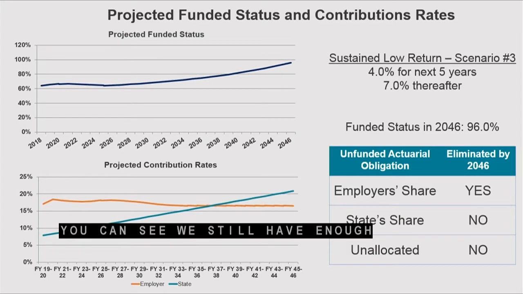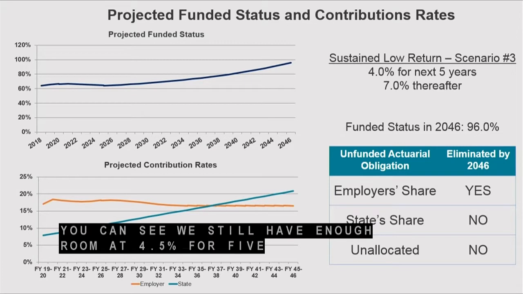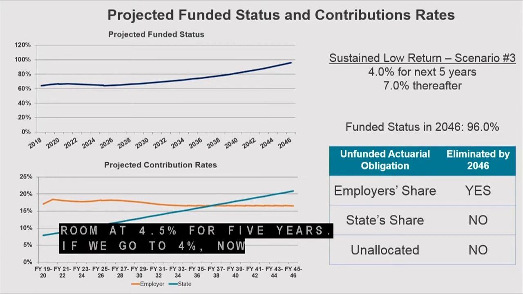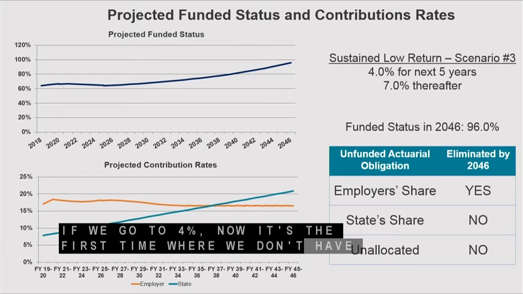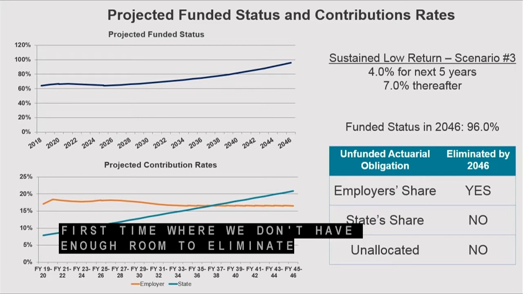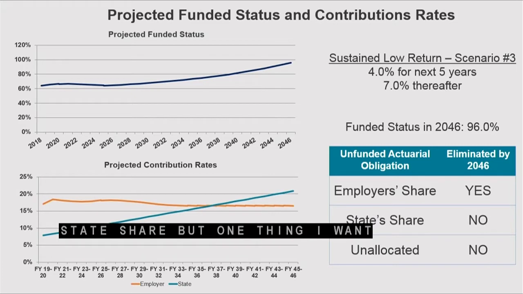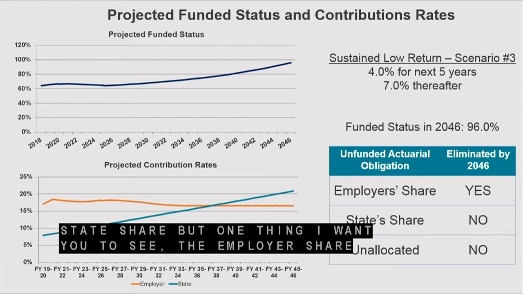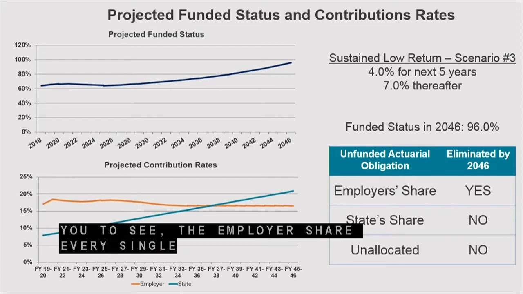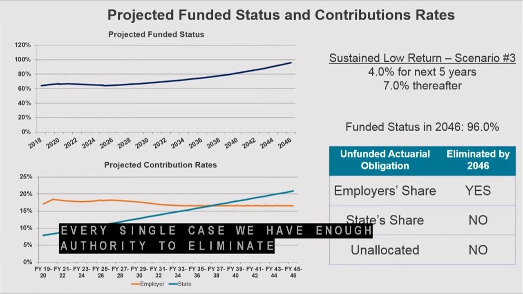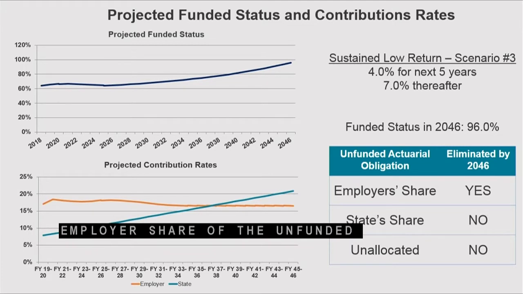Now, if we go to 4%, it's the first time where we don't have enough room to eliminate the state share. But one thing I want you to see here: the employer share, in every single case, we have enough authority to eliminate the employer share of the unfunded liability. So it's on the state share. When it comes to investment volatility, when we run into issues, it's on the state share.